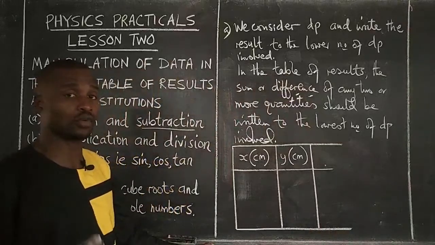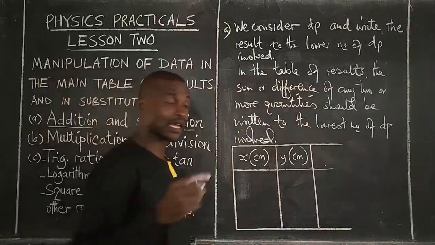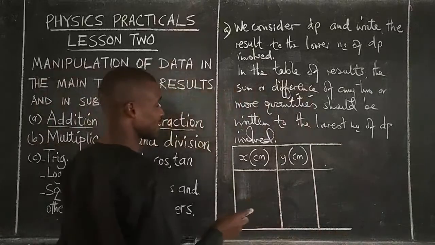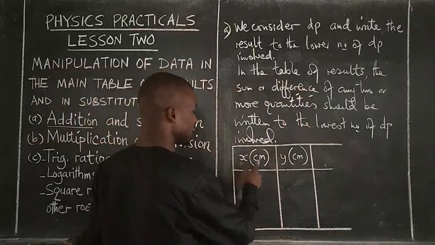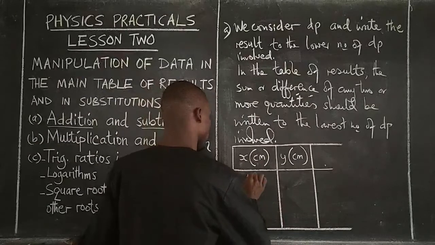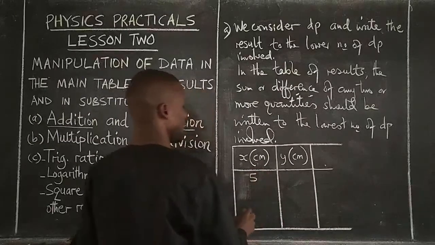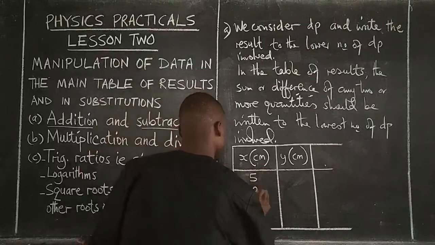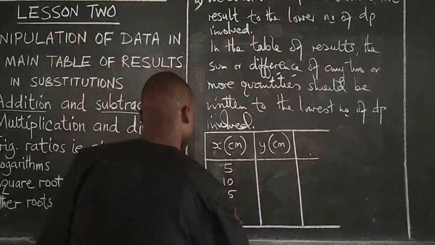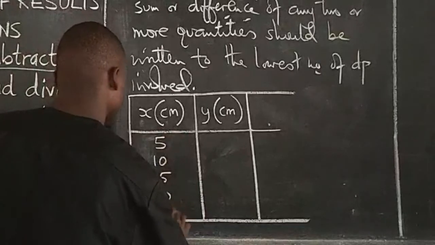In any given column, the number of decimal places has to be the same. So what does that mean? Here we have x in centimeters. Let me take an example. I have 5, 10, 15, 20, and 25.